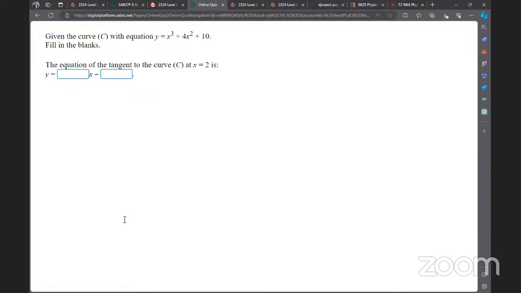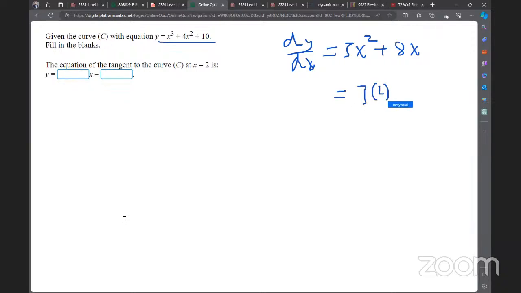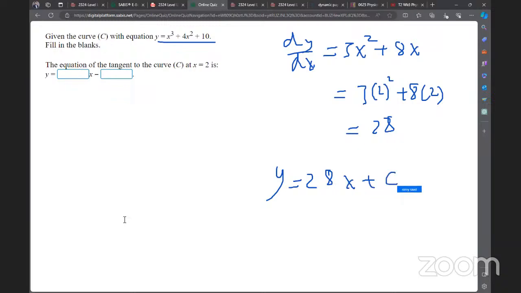Given this curve, the equation of the tangent for this curve at x equal to 2. First of all, we have to get dy over dx, which is 3x squared plus 8x, and then I will substitute x by 2. 2 power 2 is 4, 4 times 3 is 12. 8 times 2 is 16, 16 plus 12 is 28. So y equals 28x plus c. I need to know c.